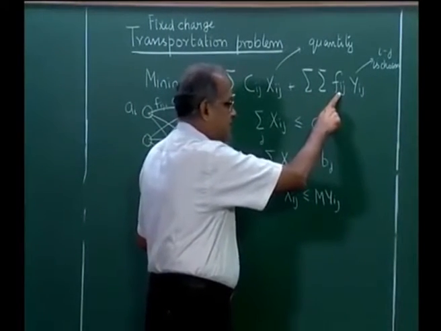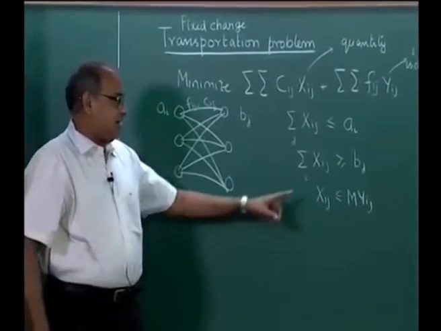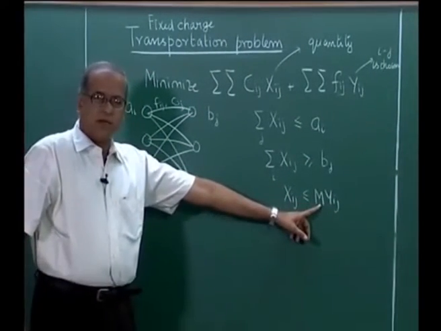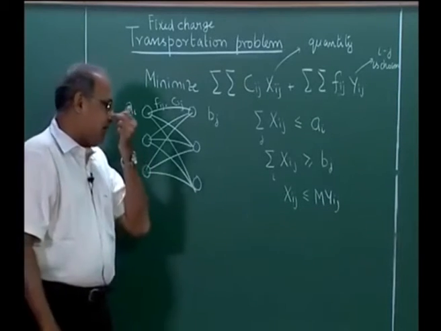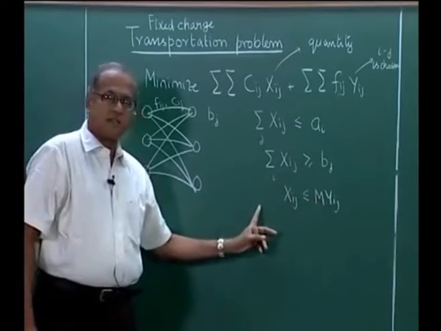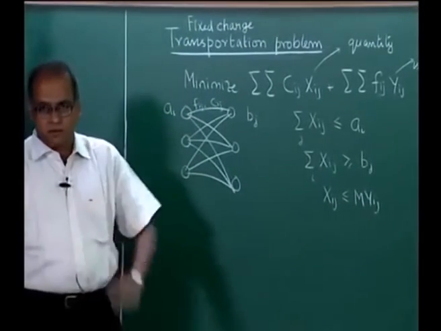So I incur the Fij. So only when I choose, I will be able to send. And this big M is a very large number. So when I choose, I can send as much as I can. And if I do not choose this, I cannot send. So when Yij is 0, Xij will automatically be 0.